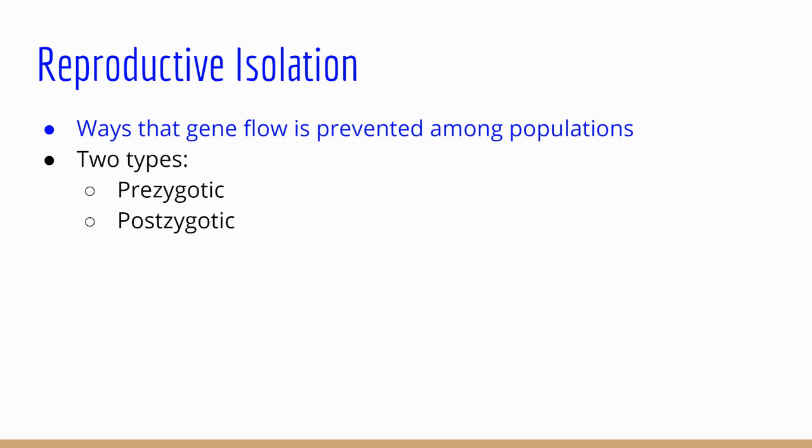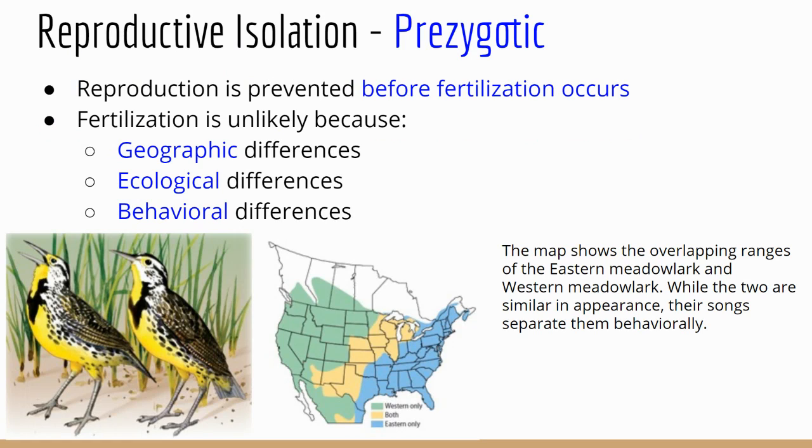All right, we've talked about some different ways how populations can change, but we're going to talk now about some blocks against animals and other organisms even mating and being able to cause change in their populations. So, reproductive isolation is ways when gene flow or immigration are prevented among populations. There's two types, prezygotic and postzygotic. Prezygotic means it happens before fertilization.